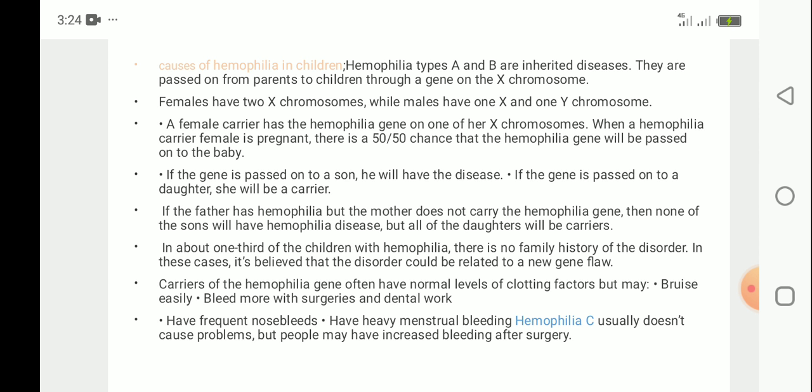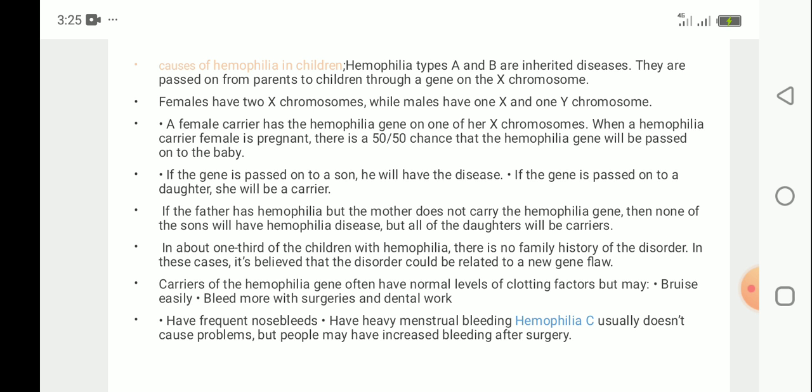And if the father has hemophilia but the mother does not carry the hemophilia gene, then none of the sons will have hemophilia disease. Father is a patient, he will have none of the sons affected, but all of the daughters will be the carriers. If he will have daughters, all will be the carriers.